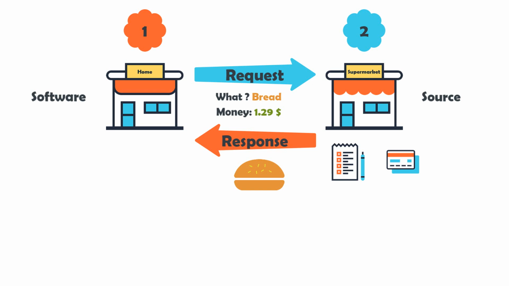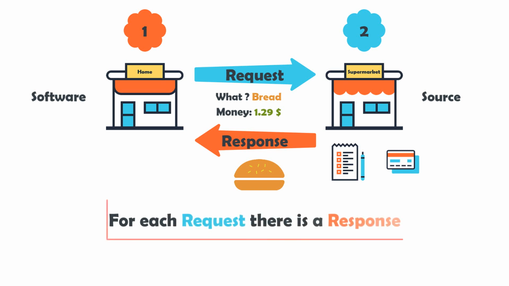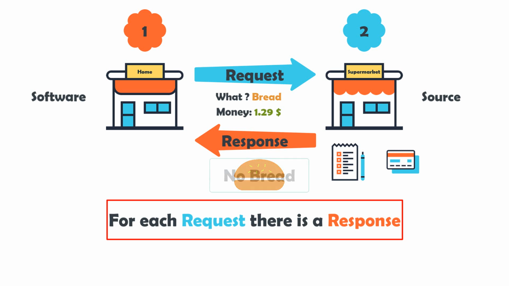You ask for something and give some information. The source answers the question with some information. So for each request there is a response. Also, if the source doesn't have what you need, it tells you that it is not available there. For example, there is no bread anymore in the supermarket. You will get the response that no bread is available in the supermarket.